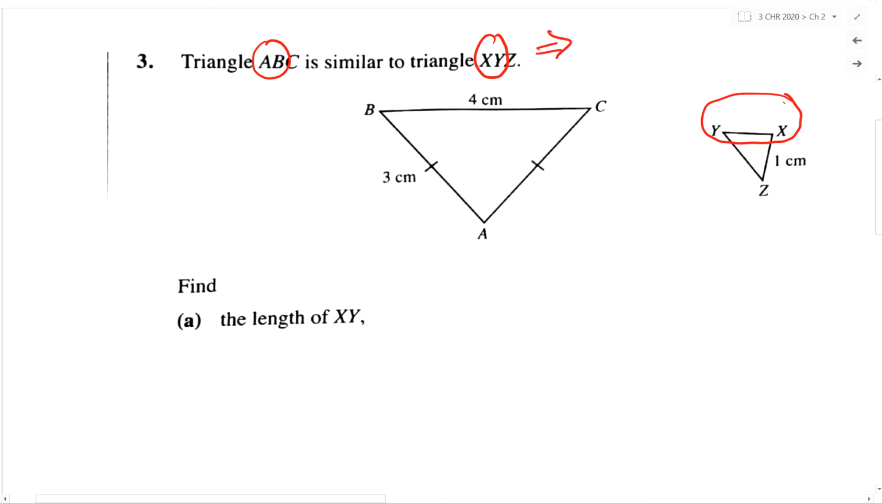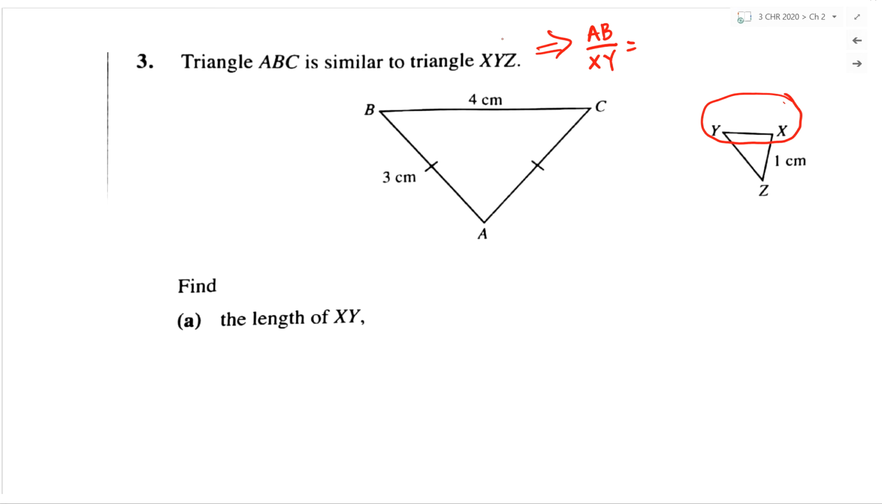Okay, let's start with AB. AB over XY. Okay, please write this down. AB over XY. We put the corresponding sides together, one on top of the other. Is equal to. So the next length, based on the names of the triangle, do you want to write BC or do you want to write AC?